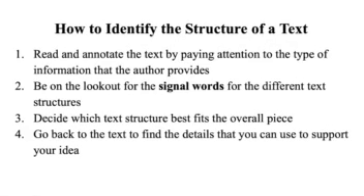Now, how do we identify the structure of a text? The first thing you have to do is read the text. And you know how much I love when you guys annotate. So you definitely want to annotate the text by paying attention to the type of information that the author gives us. And we definitely want to be on the lookout for the signal words that match with the different text structures. Then you have to make a decision. You have to think about everything that you know about text structure and decide which text structure best fits the piece. After you've done that, go back to the text, look it over, and find some details to make sure that your answer is the best possible answer.